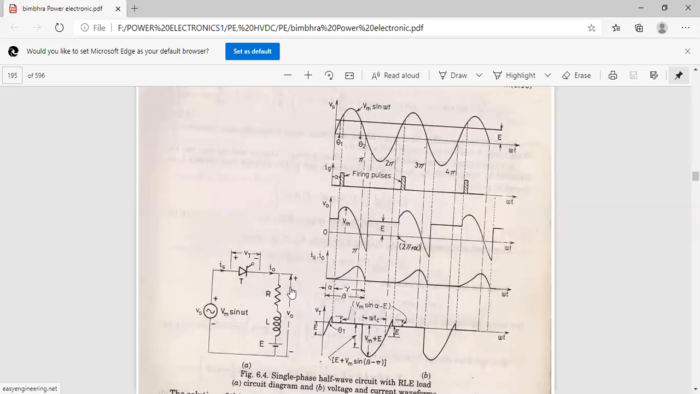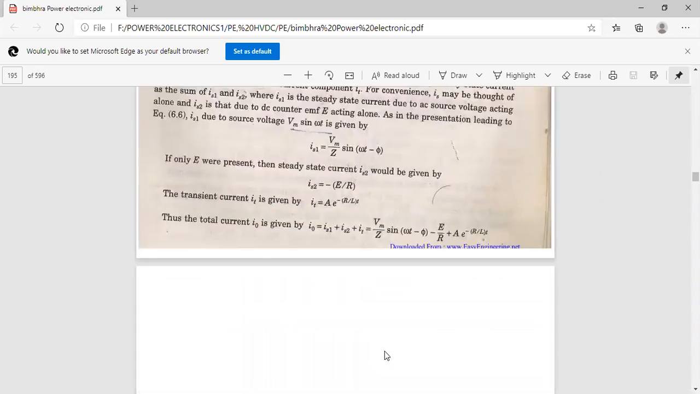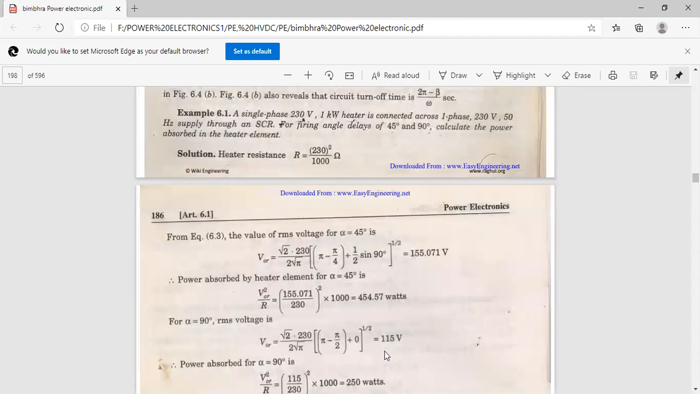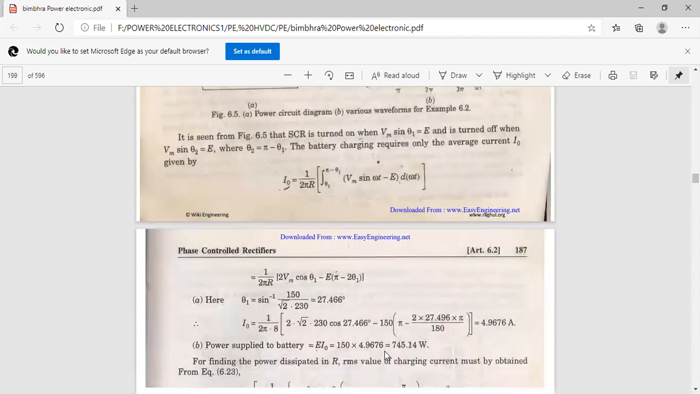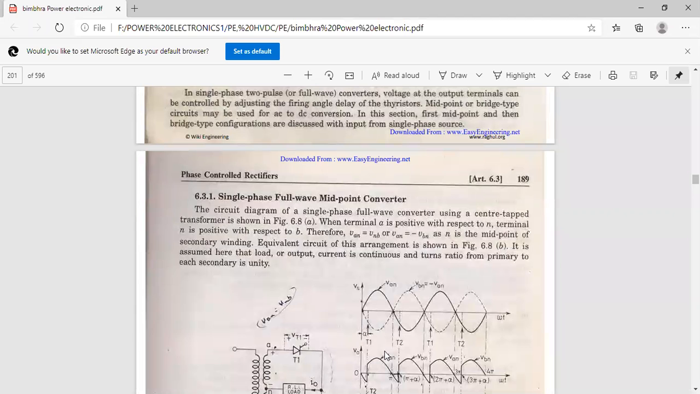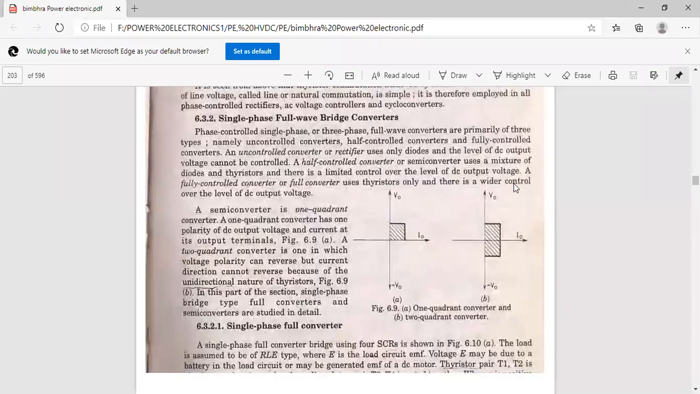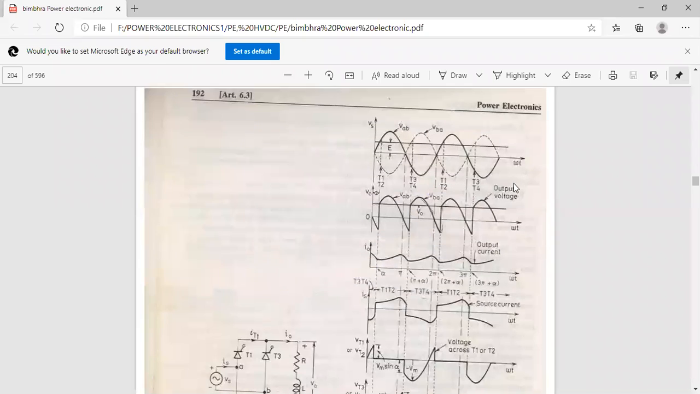Okay, this thing I have explained in the class. I am just revising. So these are the questions in single phase. This is the half wave rectifier. Now come to the full wave bridge rectifier. Page number 189. Not 189, sorry, page number 192. Single phase full wave rectifier, RLE load.